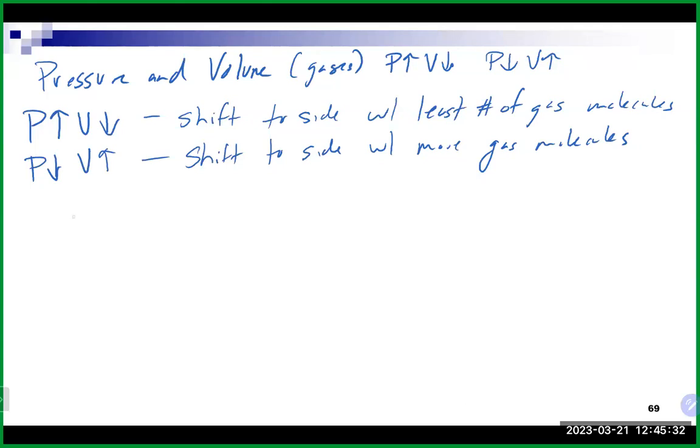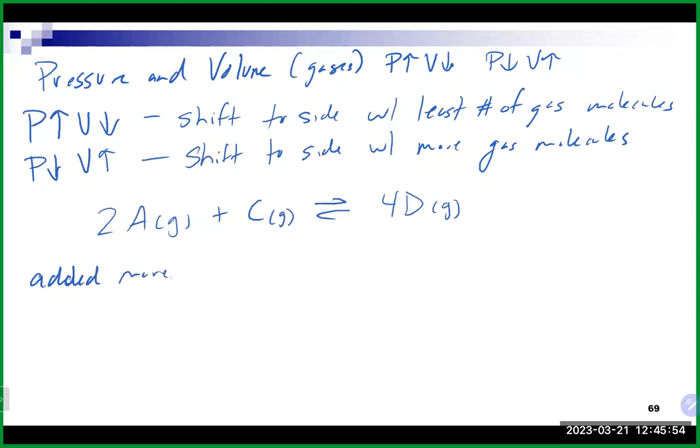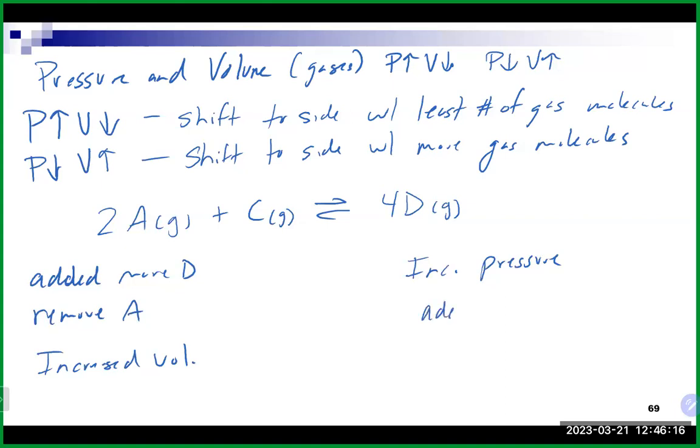So let's just say, for example, in this reaction here, we added more D, we removed A, we increased the volume, we increased the pressure, and we added more C. All right, so in this one, for each of those situations, will it shift to the right?